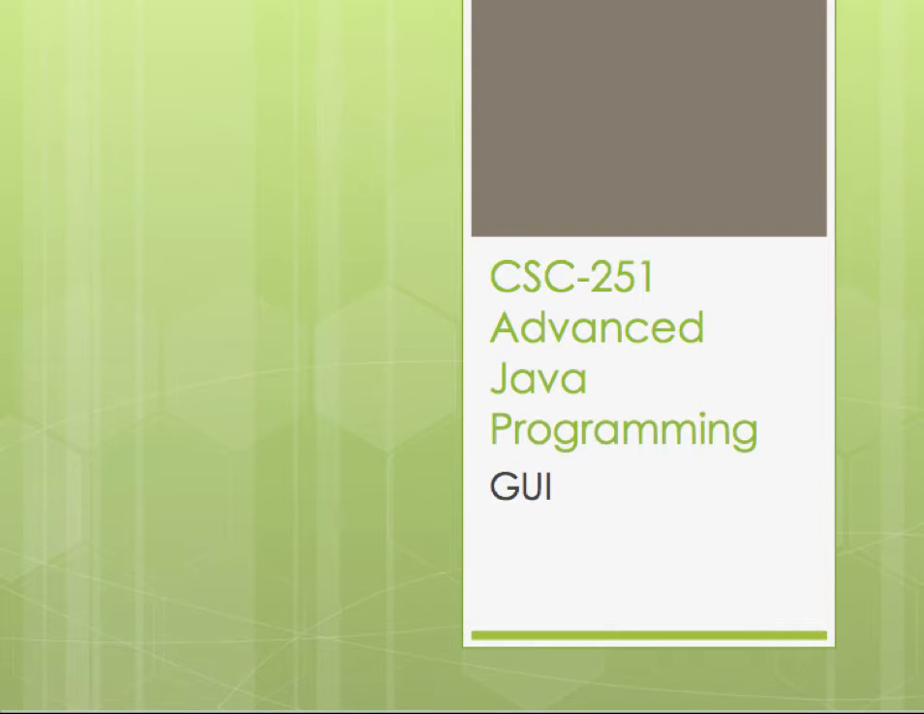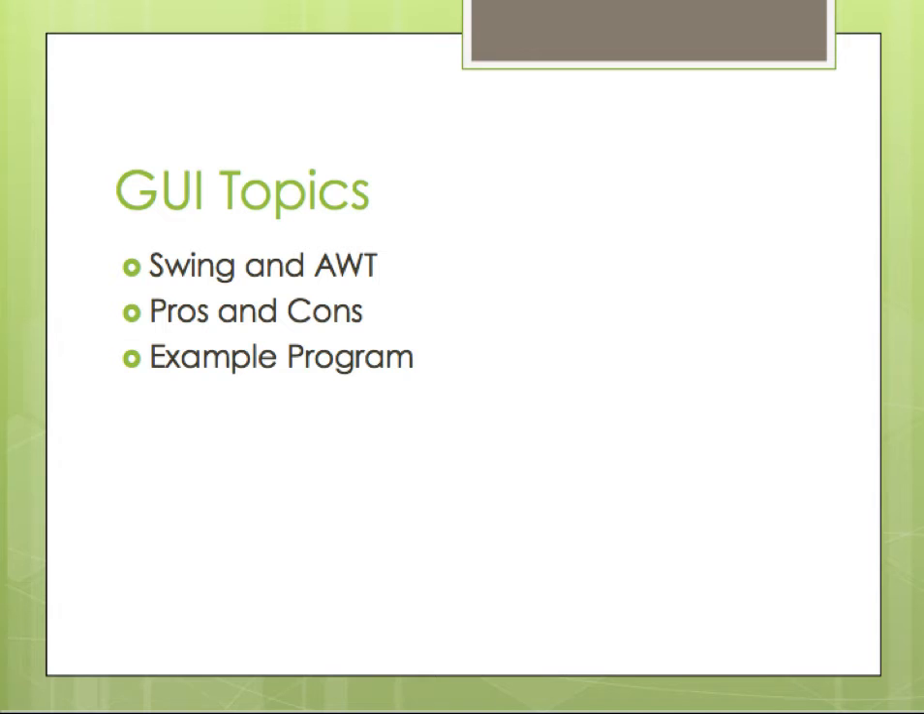Welcome back to the second advanced Java programming tutorial for CSC-251 advanced Java programming. For our second tutorial, we're going to be getting an overview of GUI development with Swing and AWT. This is going to be very basic. The purpose is less teaching how to actually do specific things and more to show how easy and flexible the built-in GUI libraries are. Today's topics will be Swing and AWT.